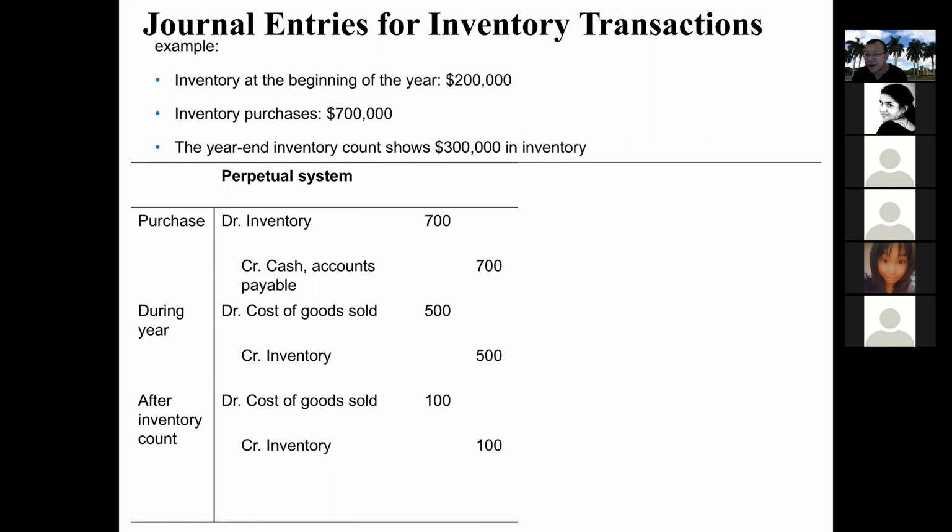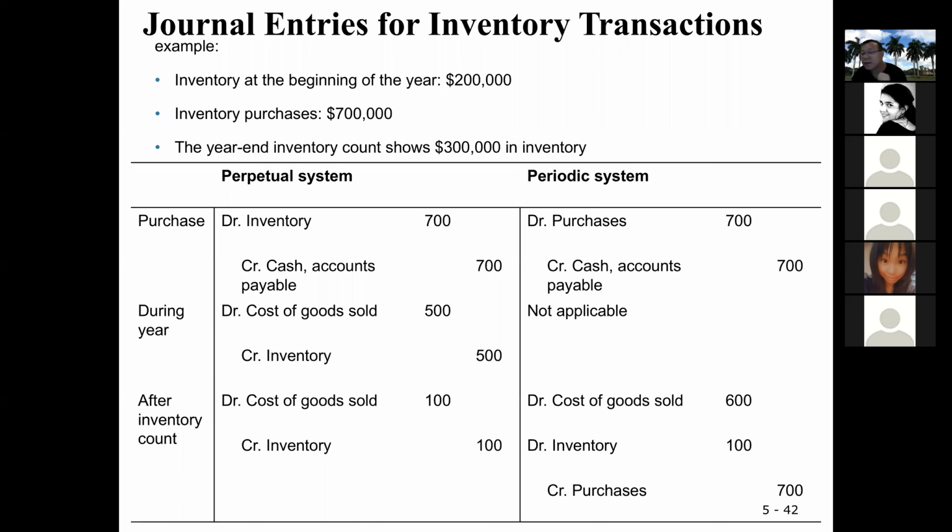Yes. Okay, under the periodic system, when you purchase, you have an account called the purchase account. So debit the purchase account for 700, credit cash or AP, 700. So then you skip all these transaction entries, right? They have nothing to do with the periodic system.